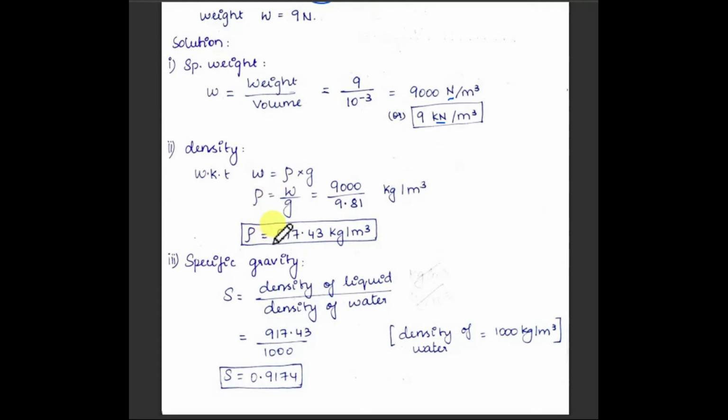We get density as 917.43 kilogram per meter cube, and specific gravity, which is density of liquid by density of water. We found density of liquid as 917.43 and density of water we know as 1000 kilogram per meter cube. So by dividing we get S equal to 0.9174. Here the specific gravity doesn't have a unit because it's a ratio of both terms, density divided by density, so the units get cancelled.